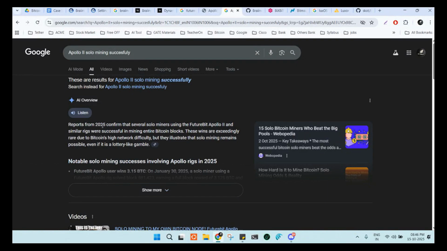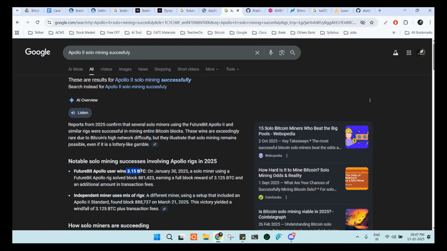Yes. So even the Futurebit Apollo 2 and similar rigs were successful in mining entire Bitcoin blocks. And that guy earned 3.15 BTC, fully doing solo mining. Solo mining means this device itself will create the block template, because it is also running as a full node. It will send it to the other mining pool and write the whole template on the blockchain. So this is pretty good.